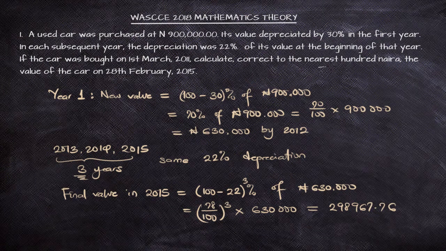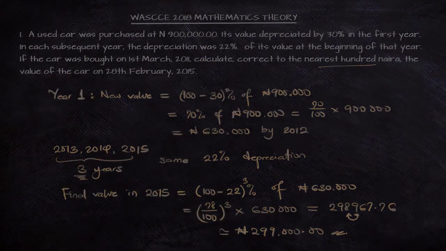Now we're asked to find the answer correct to the nearest 100 naira. That means we are going to take the 9 and round it up to 1 and add it to 8 in rounding up, and that will be 299,000 naira. And that's the value of the car by February 2015.